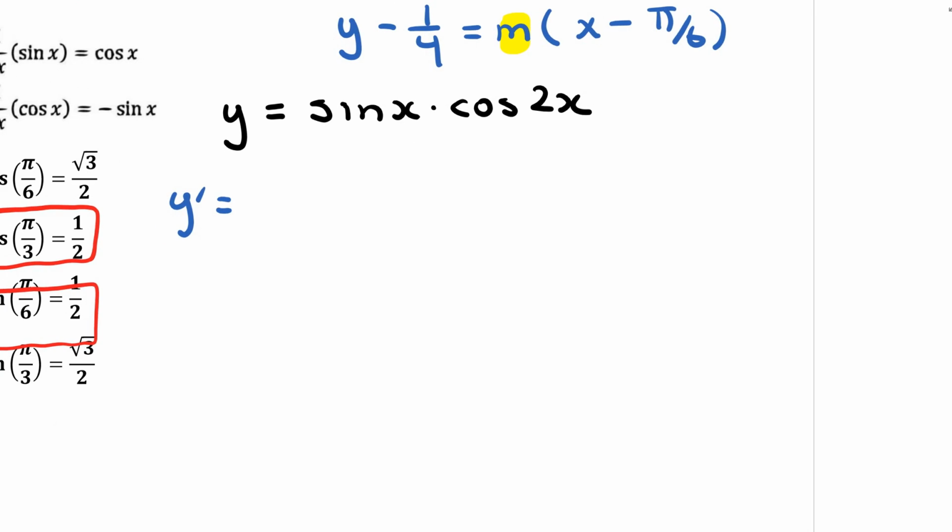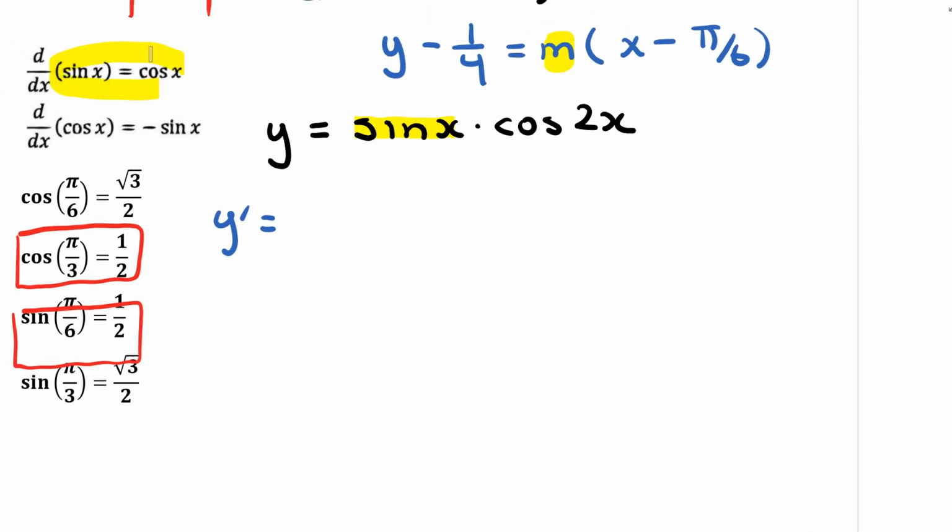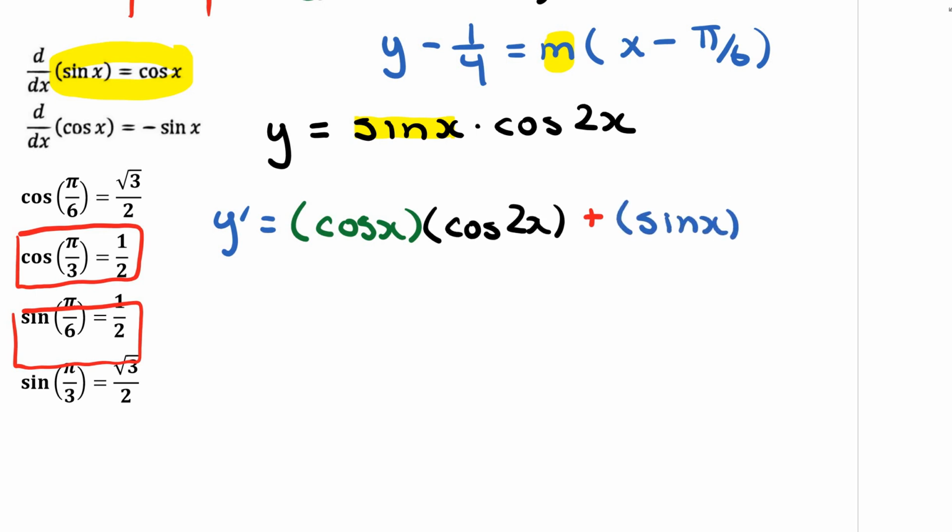And now I need to use the product rule, right? So the derivative of sine x, if I look at my little cheat sheet here, the derivative of sine x is cos x, so bracket cos x times cos of 2x. And then the product rule states I need to add the first term, and the first term is just sine x.